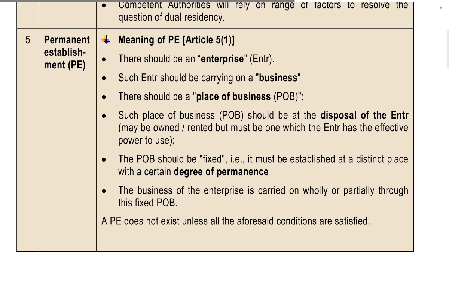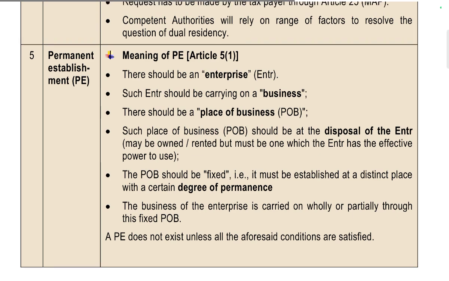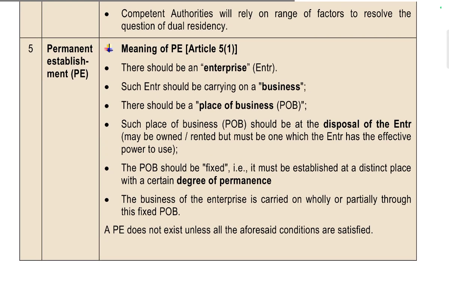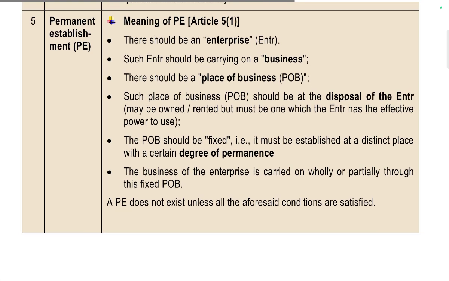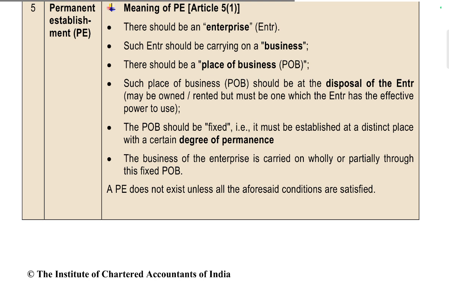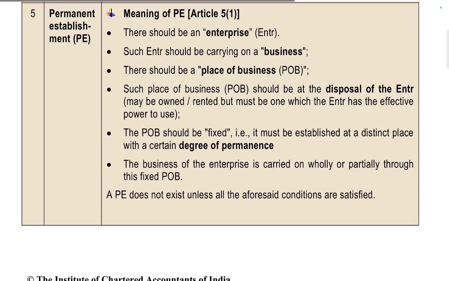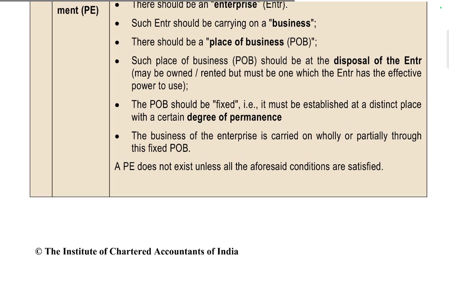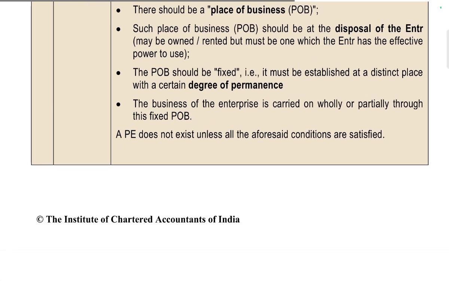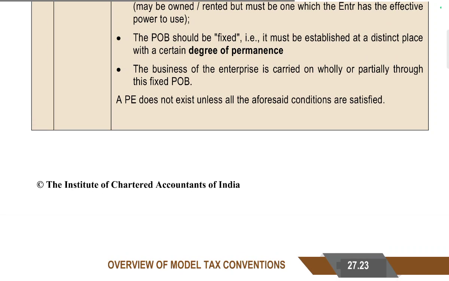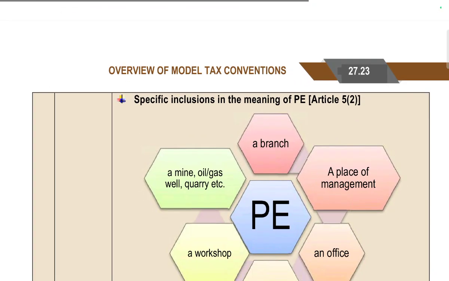Article 5, Permanent Establishment, PE. Meaning of permanent establishment. There should be an enterprise, and the enterprise should be carrying on a business. There should be a place of business, which should be at the disposal of the enterprise, whether owned or rented, but the enterprise has an effective power to use it. The place of business should be fixed. It must be established in a distinct place with a certain degree of permanence. The business of the enterprise is carried out wholly or partially through the fixed place of business. The permanent establishment does not exist unless all these aforesaid conditions are satisfied.